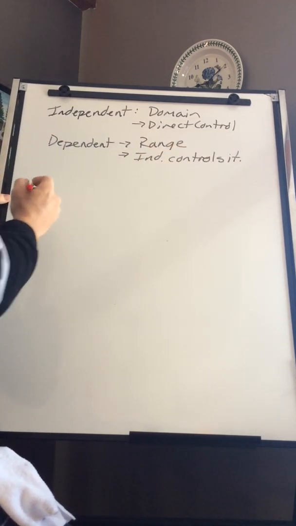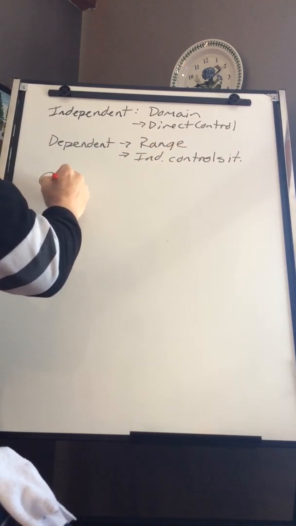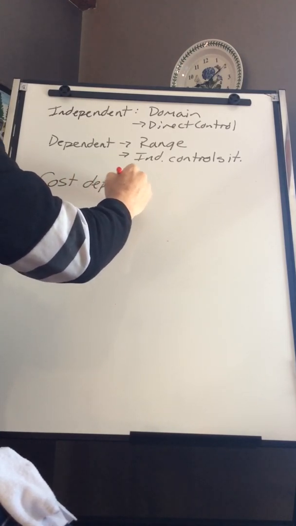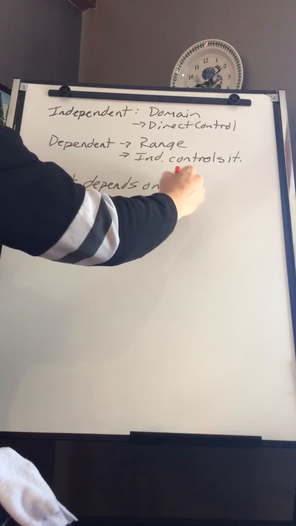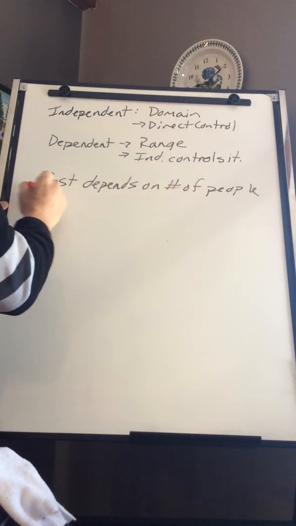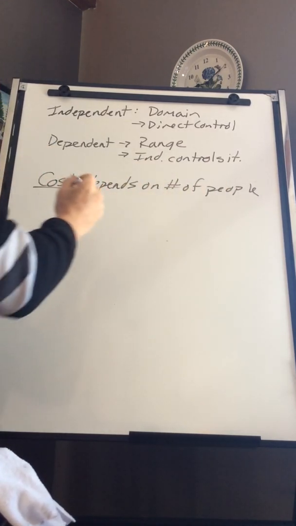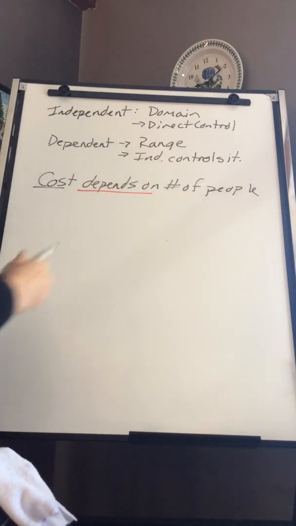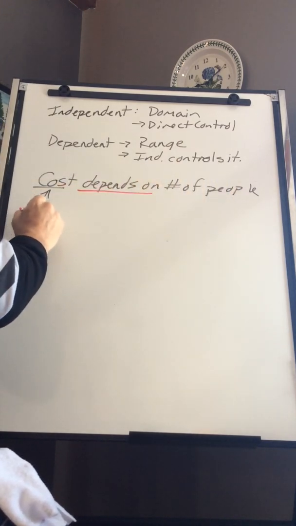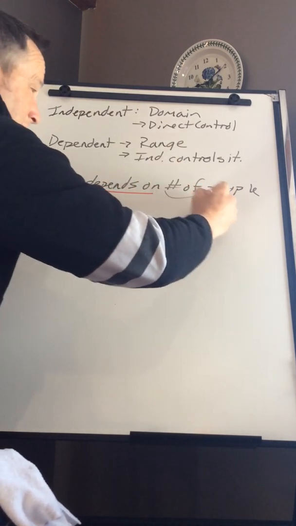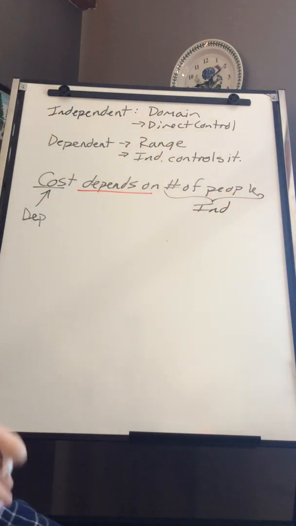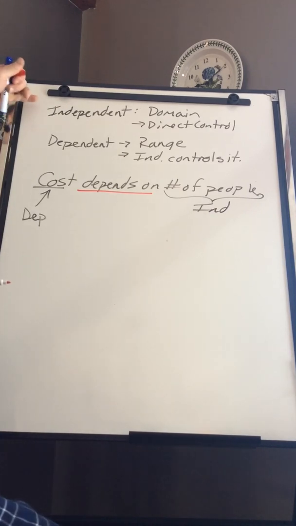So, if I had a situation where cost depends on number of people. Very basic. Cost depends on number of people. So this depends on this, so that means this is dependent. And the number of people would be independent. There's control over that. How many people are going to go? Okay, so that's independent and dependent.